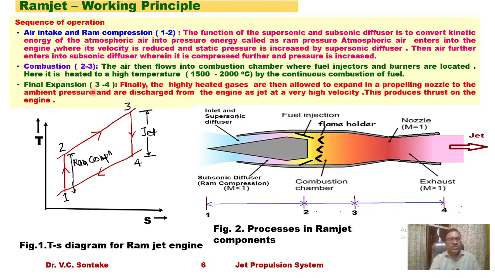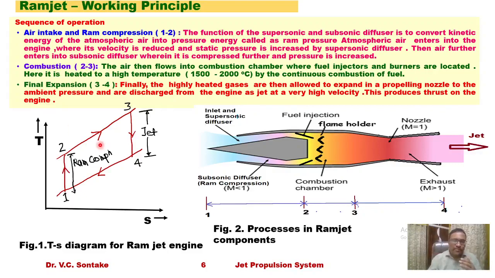And the last process is expansion process 3 to 4. It is represented on TS diagram by a vertical line because ideally it is also considered as isentropic process, and it takes place in the nozzle from 3 to 4. Finally, the highly heated gases are then allowed to expand in a propelling nozzle to the ambient pressure and are discharged from the engine as jet at a very high velocity. So this produces thrust on the engine to propel it in the forward direction.